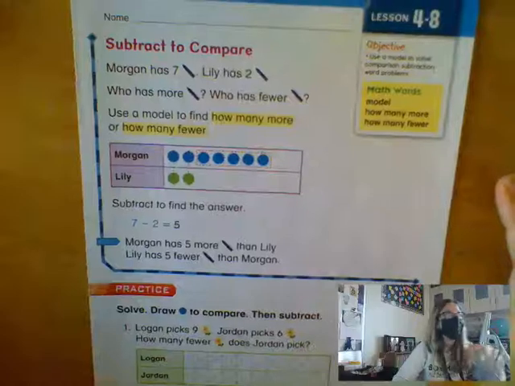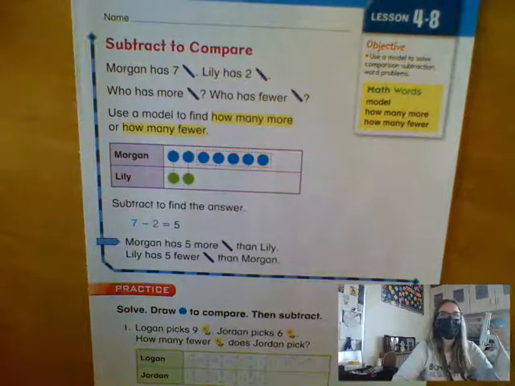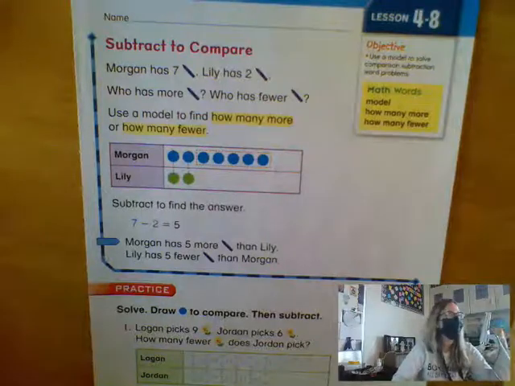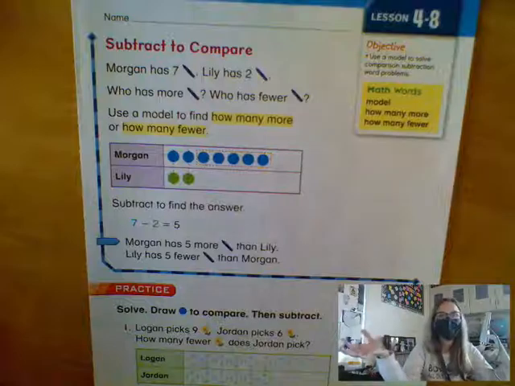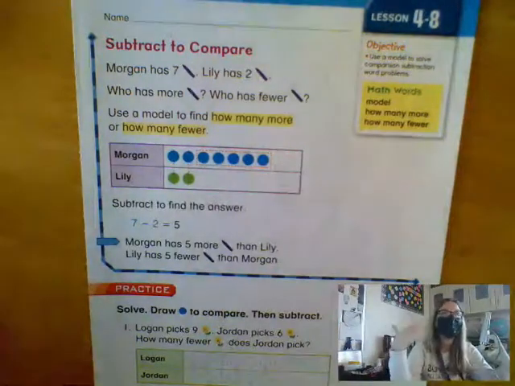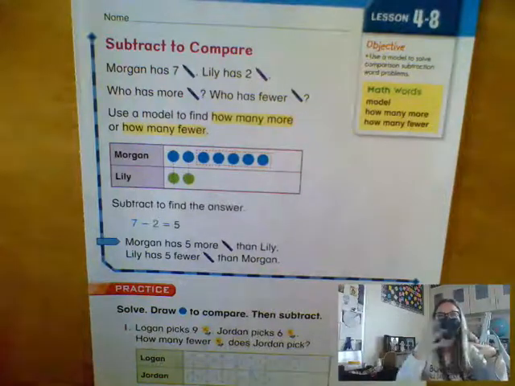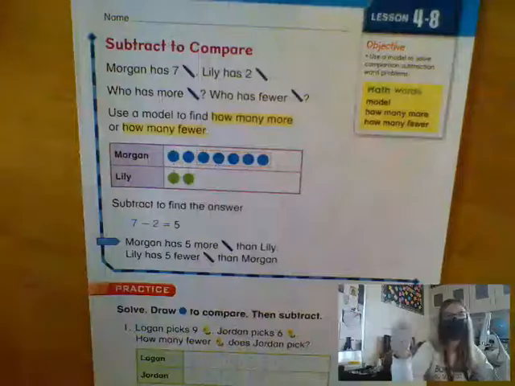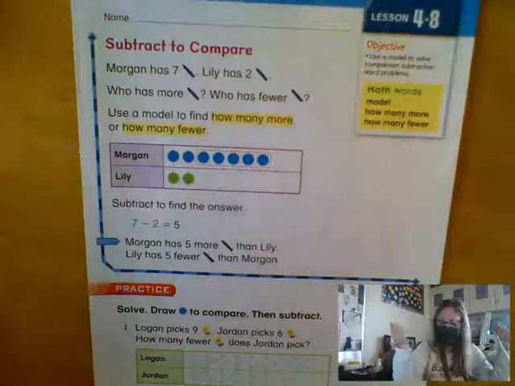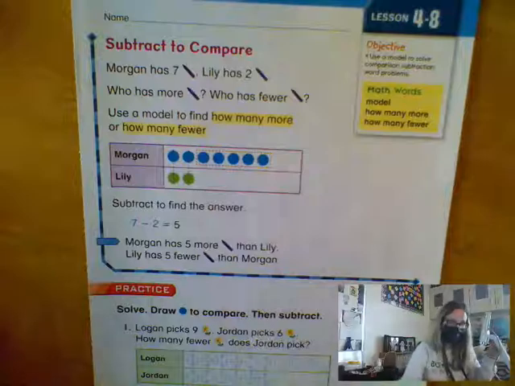So if I'm looking for the difference, if I want to say, oh, Mrs. Hatkoff's class has 100 soup cans and Mrs. Bragg's class has 95 soup cans, and I want to know the difference, I can subtract to compare those two amounts of soup cans and see who has more and how many more. Okay? So let's take a look on page 149 at the top.